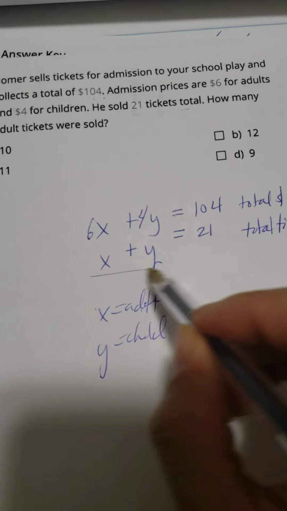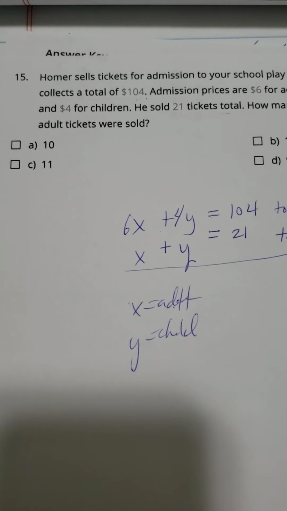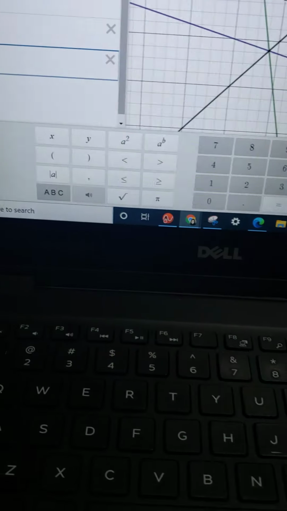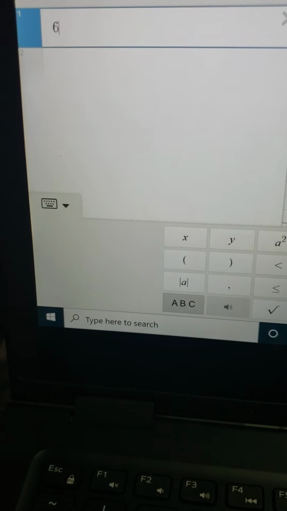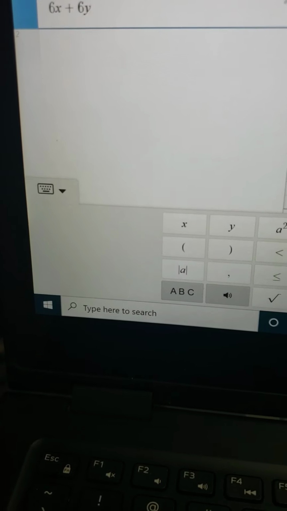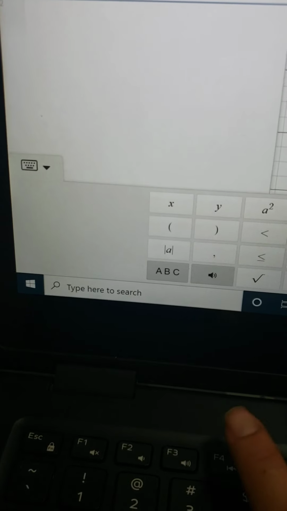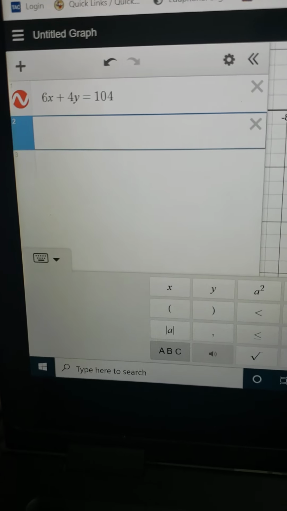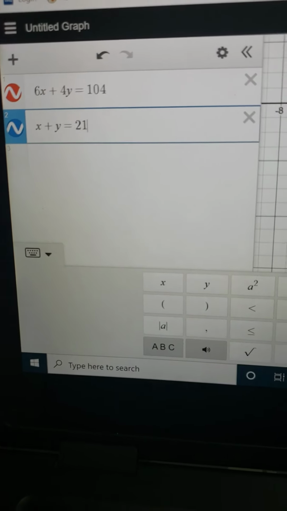Now here though, this is our system, but they're actually asking us to find how many adult tickets were sold. That's going to be in our solution to the system. So for sure, I'm going to have to come here, graph both of the equations. So 6x plus 4y equals 104. That's my first equation. And then my second equation, x plus y equals total people, so 21.